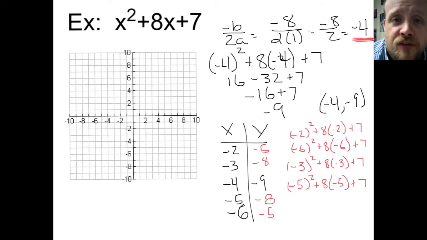So now that we have our values, let's come back to our graph and let's mark out those points. So our vertex is at negative 4, negative 9, which is right down here. So let's mark that. There we go. Now we just need to fill out our next points. Negative 3, negative 8. Negative 5, negative 8. We have negative 6, negative 5, and we have negative 2, negative 5.